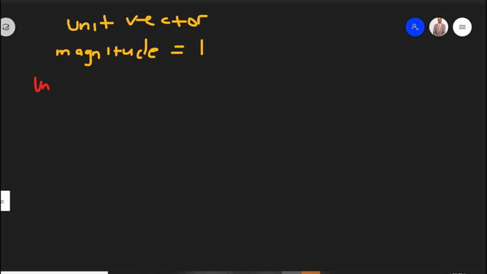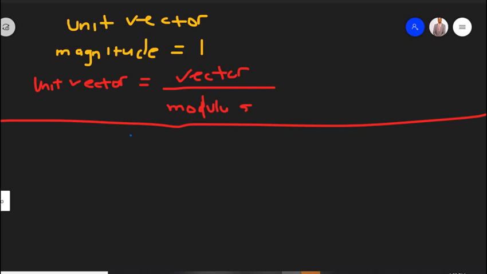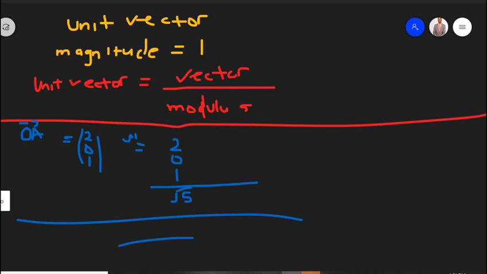Now, what is a unit vector? A unit vector is a vector with a magnitude equal to 1. We can find it by taking the vector over the magnitude or modulus. That's a unit vector. Let's do an example for calculating the unit vector for OA equal to 201. The unit vector is equal to that vector 201 over the modulus of OA.